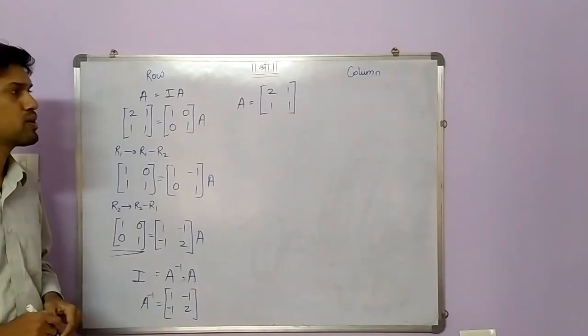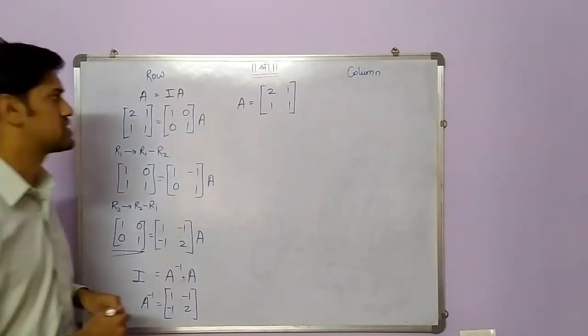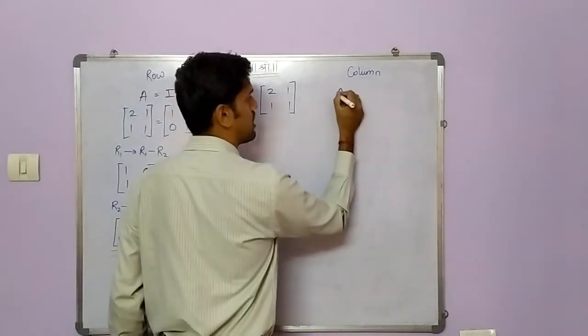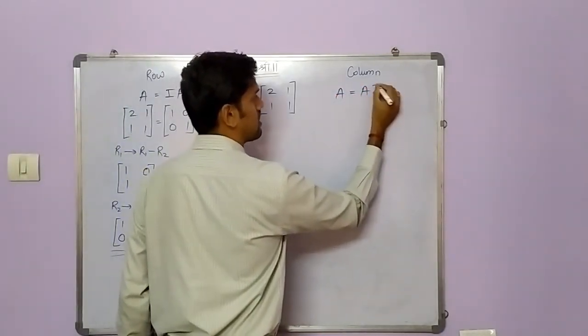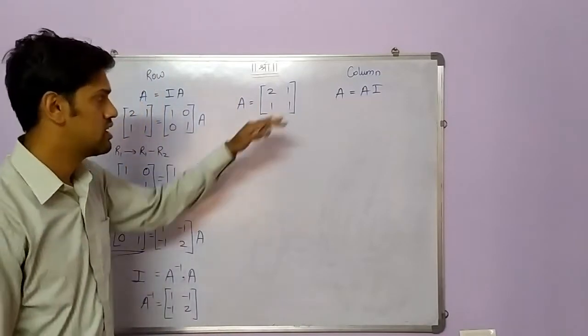Now we will do the same problem using column transformation. For column transformation, I will write A into I, and write down the matrix.